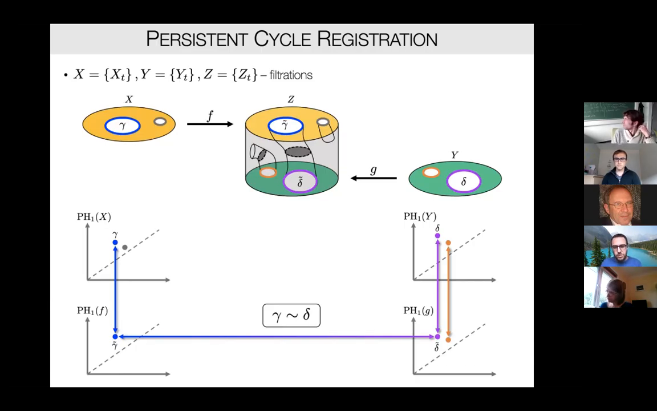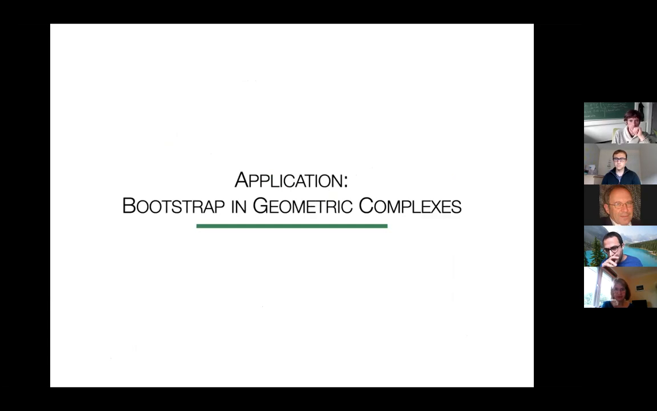Okay, so this is the main ingredient. This is what we call cycle registration. And again, I showed you very briefly how we think about it and the solution that we propose. It's not much more expensive than computing persistence diagrams, just that we have to compute a few more and do this comparison. Now I want to go back and discuss the motivating application of this bootstrap for geometric complexes.